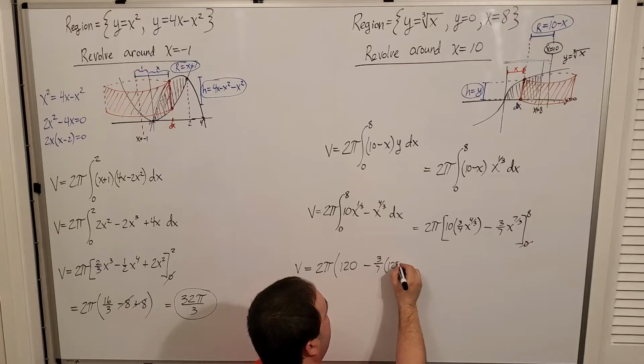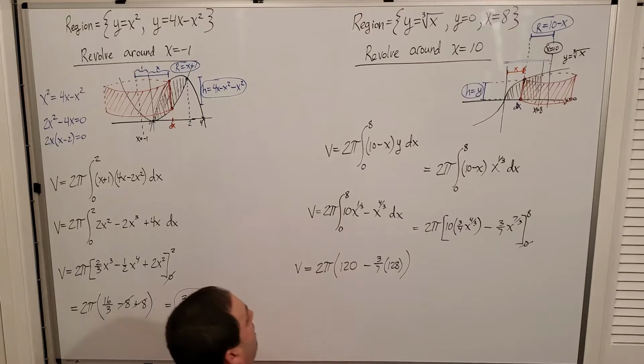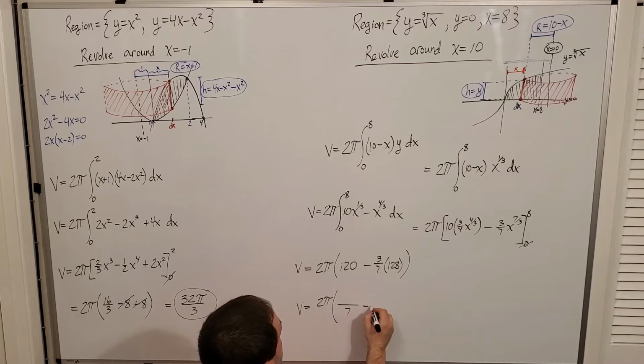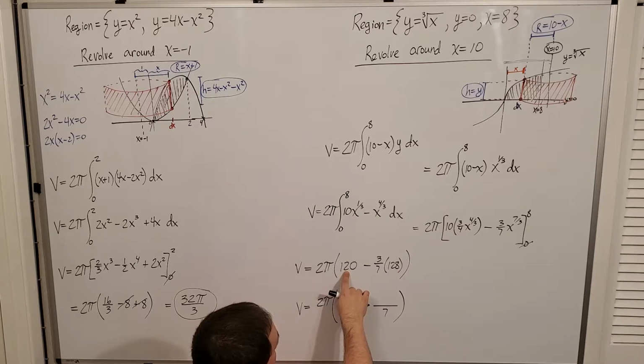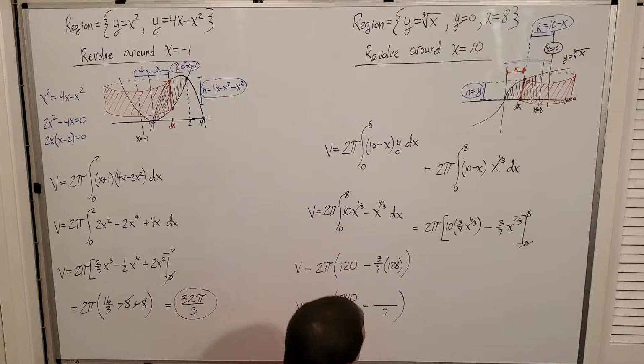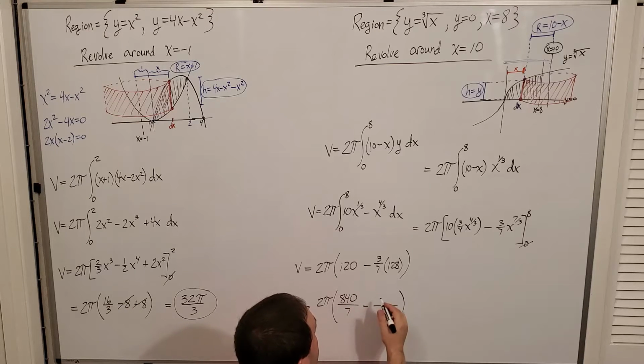3/7 times 128. That is not going to be as nice of a number as we would have hoped, but we can still do it. We just need some common denominator stuff here. So I have 2 pi times some sevenths going on here. 120 times 7, that's going to be 840. And then right here, I just got 3 times the 128. So that's 360, and 24 is 384. Right?